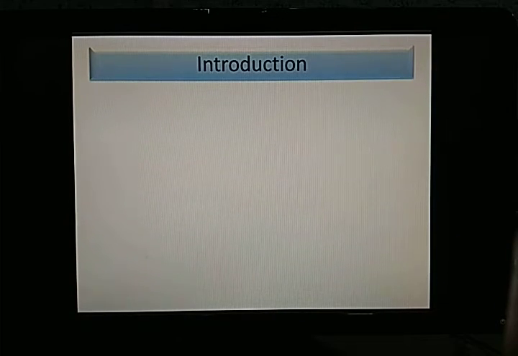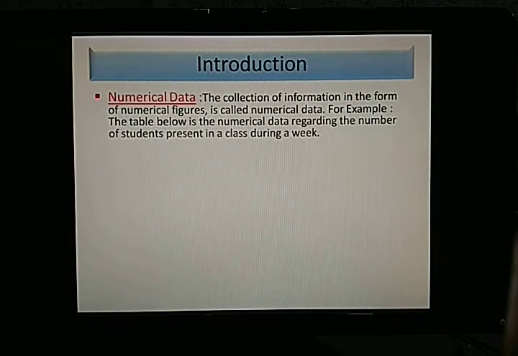First of all, we should know what is data. The data that we'll be discussing here has a particular name. It's called numerical data. Now what is numerical data? The collection of information in the form of numerical figures is called numerical data. Now by the definition, I know it is not that clear, so let us see an example.